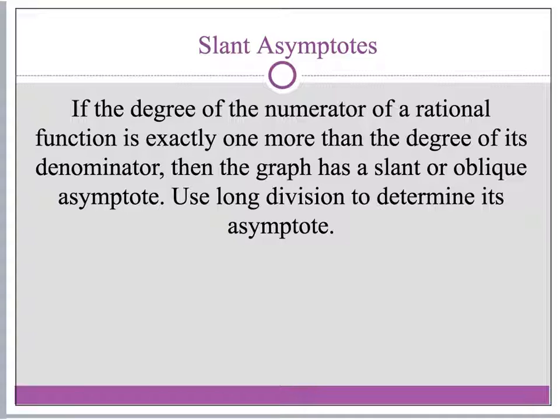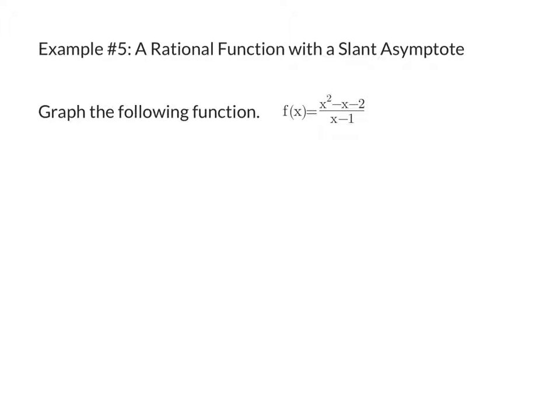So we've been saying up to this point that when the numerator's power is greater than the power of the denominator, there is no horizontal asymptote. And that's true because it's not a horizontal asymptote, it's a slant or oblique asymptote. So now we're going to start trying to figure out what that will look like. Let's look at our next problem. It says graph the following function.